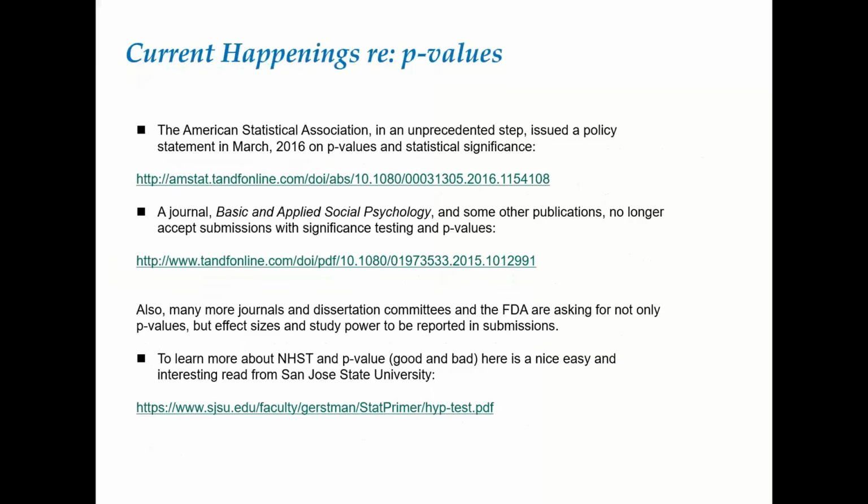Here are some current happenings regarding p-values. The American Statistical Association, back in 2016, so it's been a while now, has a position on p-values that you could look up. There's one journal, and there are more journals now, that no longer accepts submissions with the null hypothesis, statistical testing, or p-values. They want things like confidence intervals and effect sizes. If you send them a paper with p-values in it, they'll send it back. Many more journals, and dissertation committees, even the FDA, are changing.